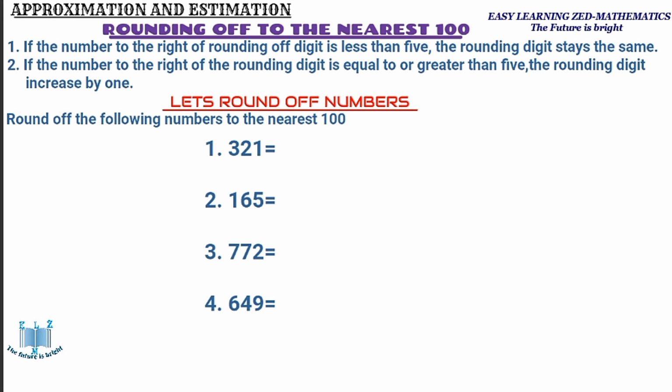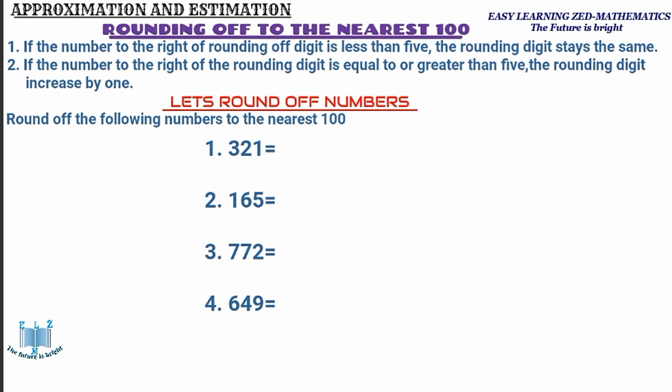All right. So these are the four numbers we're going to round off to the nearest 100. So the instruction is round off the following numbers to the nearest 100. So the first question, we have got 321. So we are asked to round off 321 to the nearest 100.